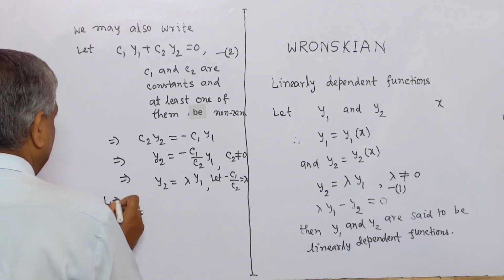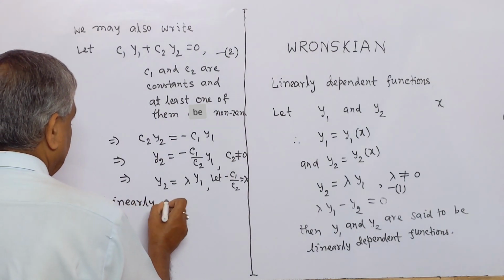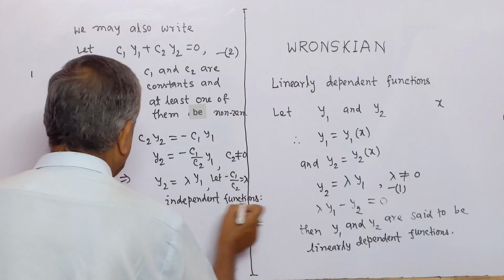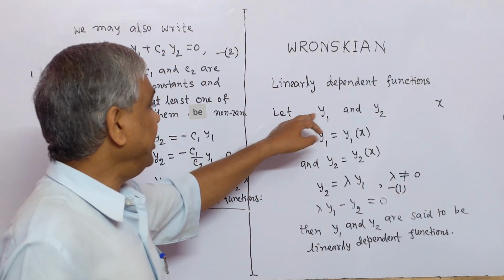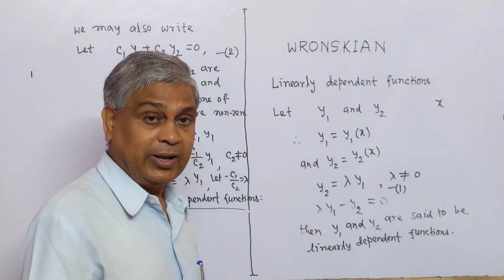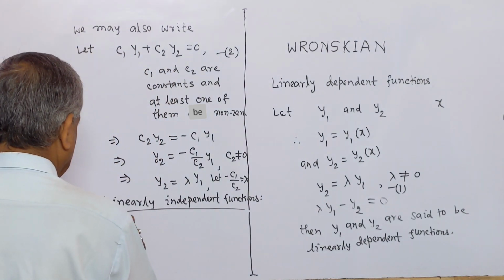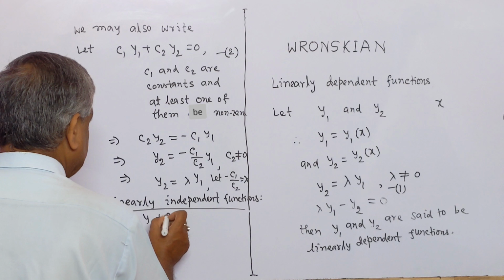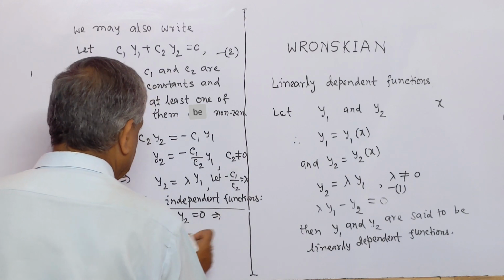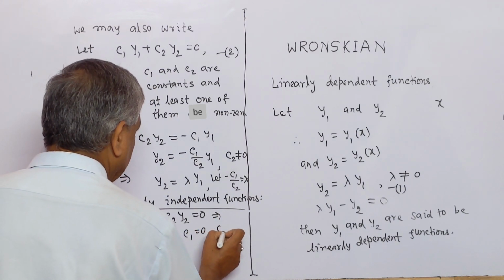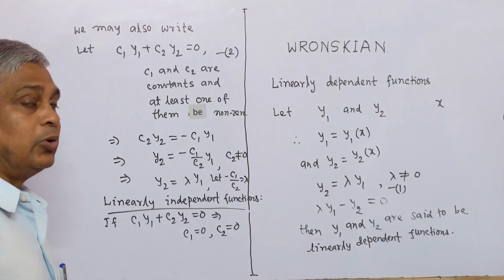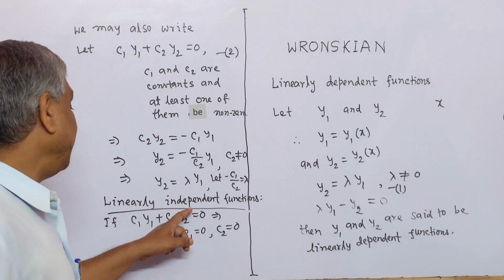Now, linearly independent functions. Let y1 and y2 be two functions of x. And if c1 y1 plus c2 y2 equal to 0 implies that c1 equal to 0 and c2 equal to 0, then y1 and y2 are said to be linearly independent functions.